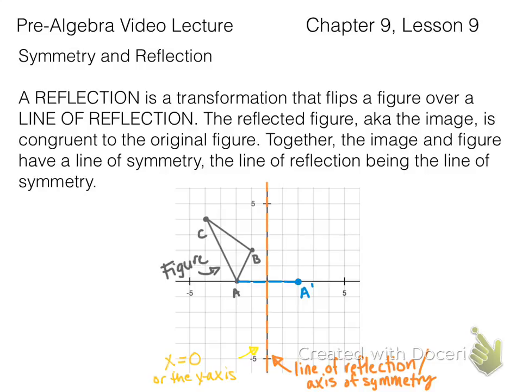So B is only 1 unit from the line of reflection. So B prime, its image, is also only 1 unit from it, but on the other side. C is 4 units, so C prime also needs to be 4 units. Then you can connect the dots, and you have the mirror image. You have the image itself.